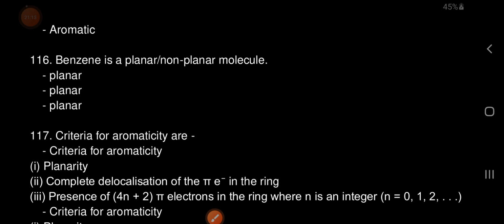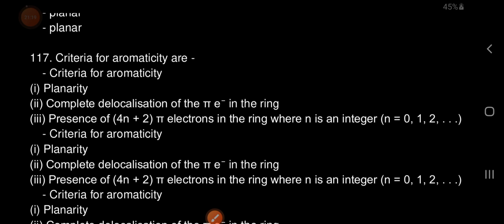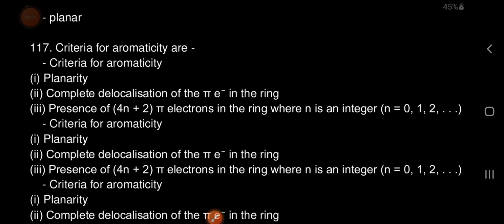Planar. Criteria for aromaticity are planarity, complete delocalization of the pi electrons in the ring, and presence of 4n plus 2 pi electrons in the ring, where n is an integer, n equal to 0, 1, 2.